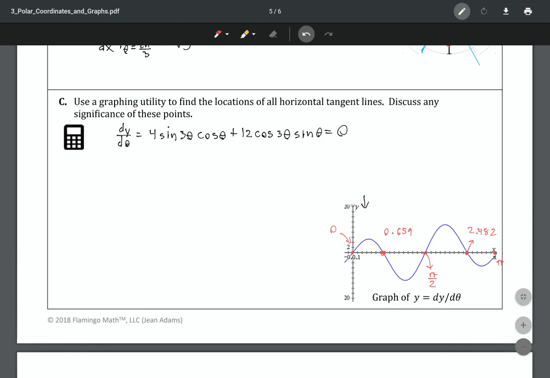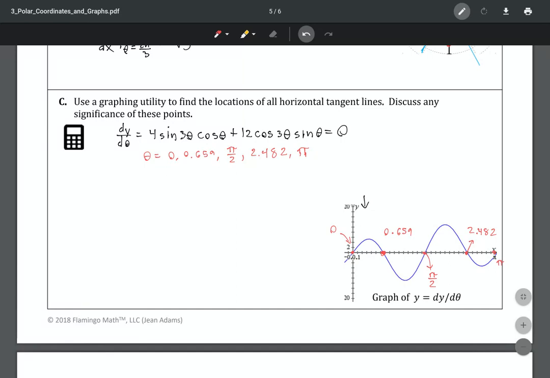So those are the points, right? So I'm going to write theta is equal to 0, 0.659, pi over 2. I mean, the pi over 2 you can hopefully tell, right? Because they both have sine in it. Then 2.482 and pi. Okay. So what happens after that?